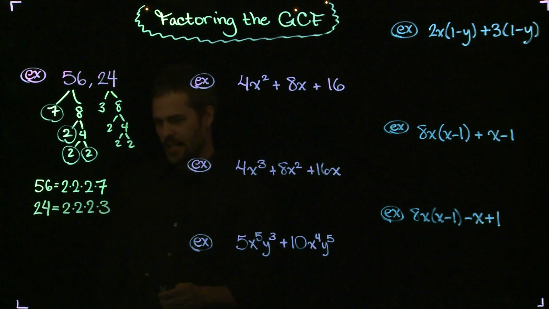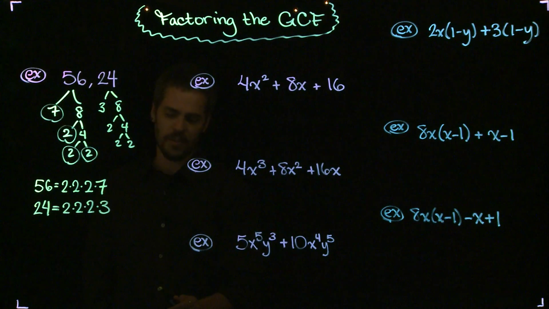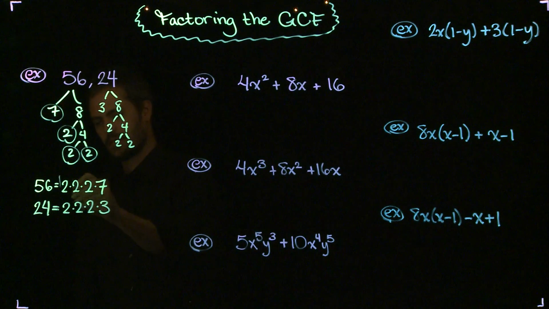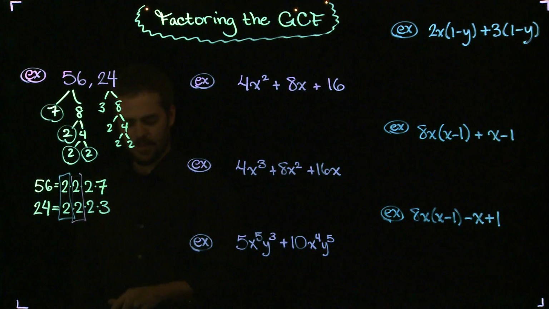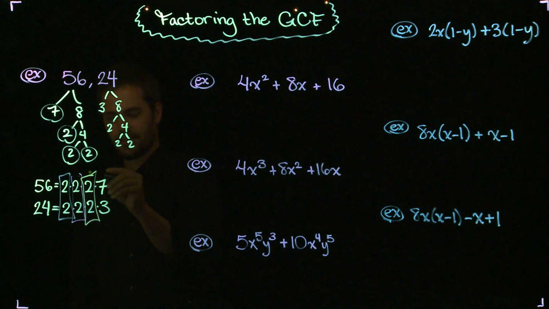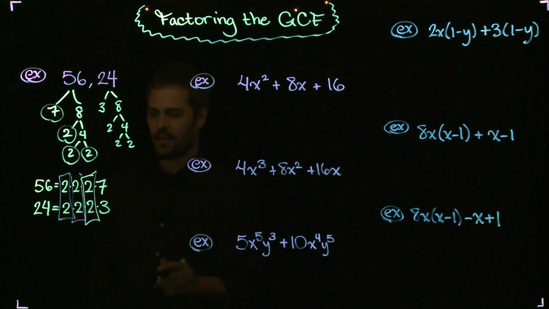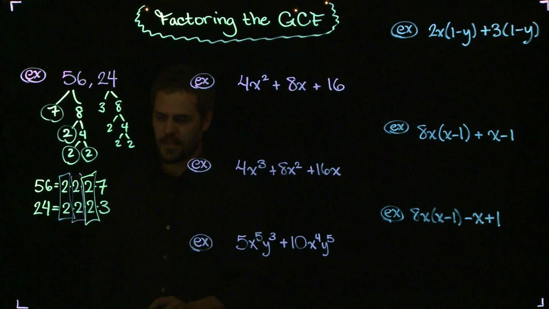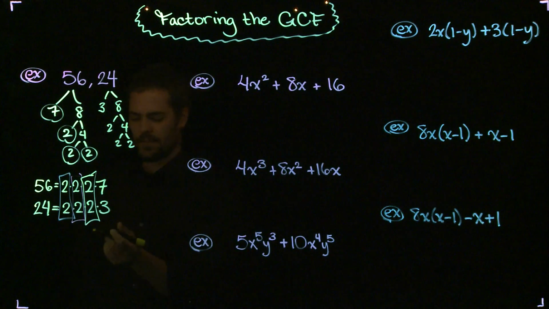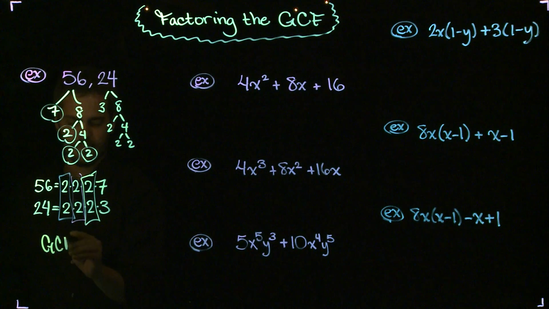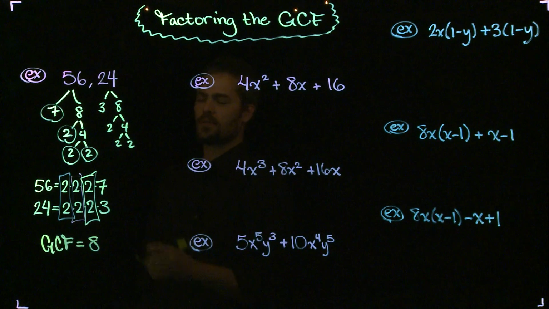Looking at this list, you can see all the prime numbers that are factors of each number that are also common to both. Notice here that these are common. We've got another pair of factors that are common, and another pair that are common. So in fact, I can say that 2 times 2 times 2, which is 8, is common to both of these numbers. And it is the largest number that is a factor of both. So I'm going to call it the greatest common factor, GCF, and that's equal to 8. Again, it's the largest number that goes into these two numbers.